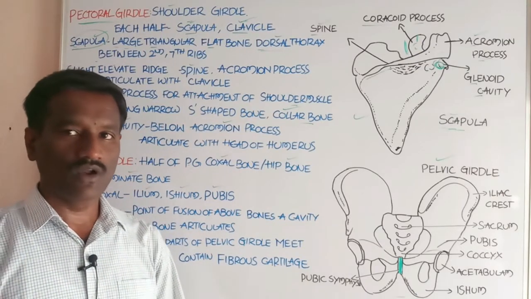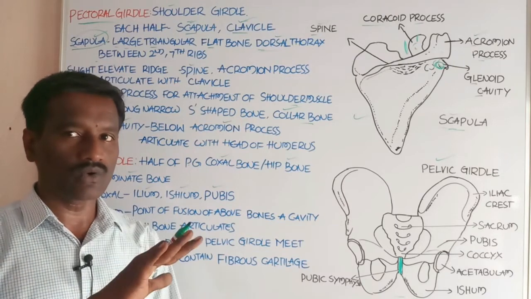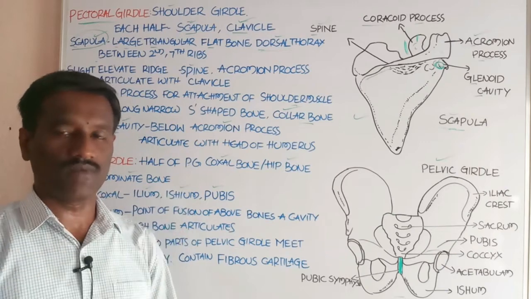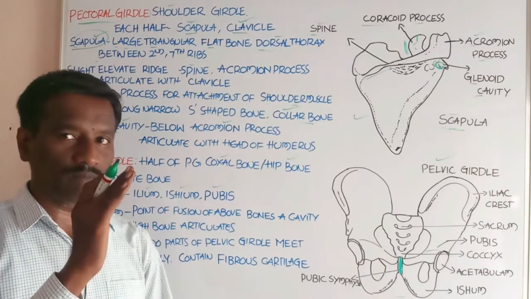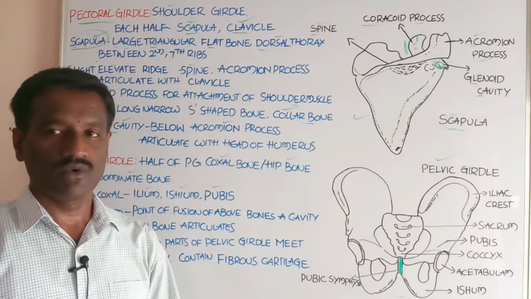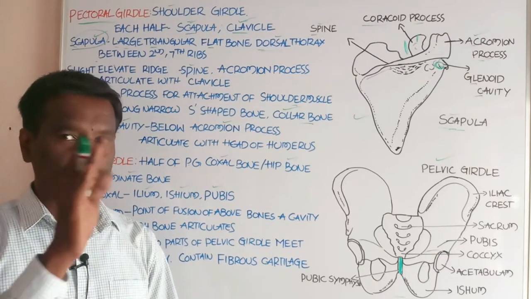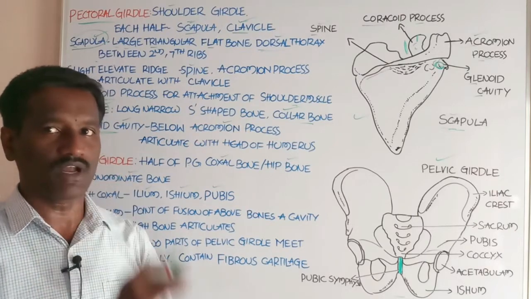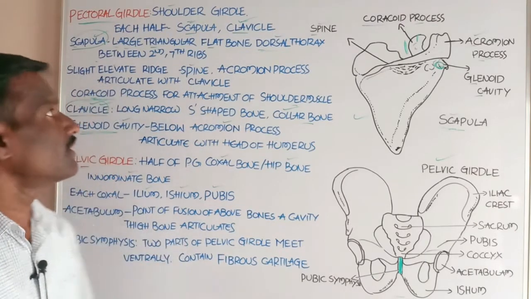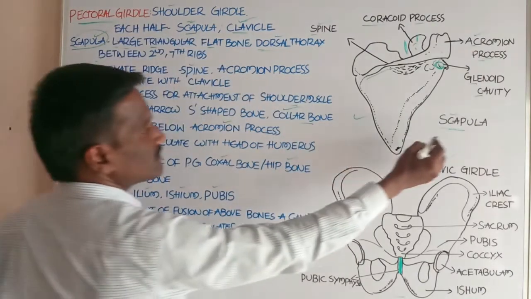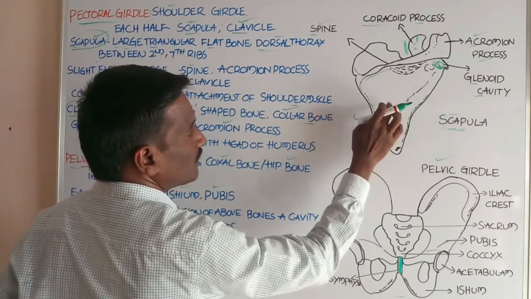The pectoral girdle is divided into two parts, the right and the left. Each half of the pectoral girdle consists of two bones: one is the scapula, another is the clavicle. If you observe the scapula, what about the scapula? The scapula is a large triangular flat bone.